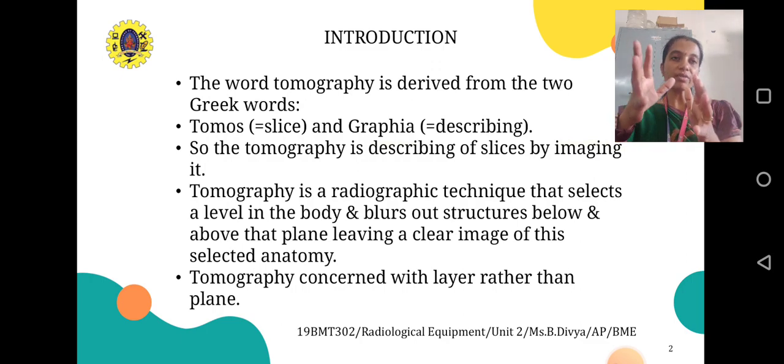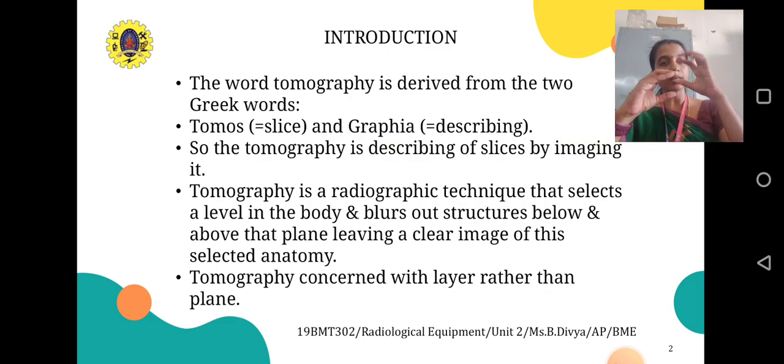Tomography is derived from the two Greek words tomo and graphia. Tomo means slices, and graphia is about describing. So tomography is describing slices by imaging them. Tomography is a radiographic technique, as I told you already. It will select only the part which is to be scanned, and the remaining parts will be blurred out. The selected part will have clear imaging. Tomography is concerned with layers rather than planes.